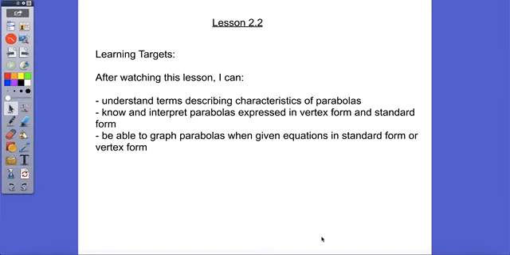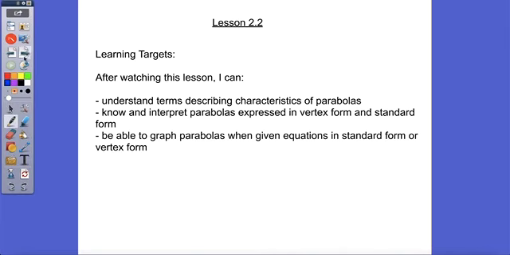This is lesson 2.2 of Algebra 3. Learning targets for this lesson. After watching this lesson as a student, you will be able to understand terms describing characteristics of parabolas, know and interpret parabolas expressed both in vertex form and in standard form, and be able to graph parabolas when given equations either in standard form or vertex form.